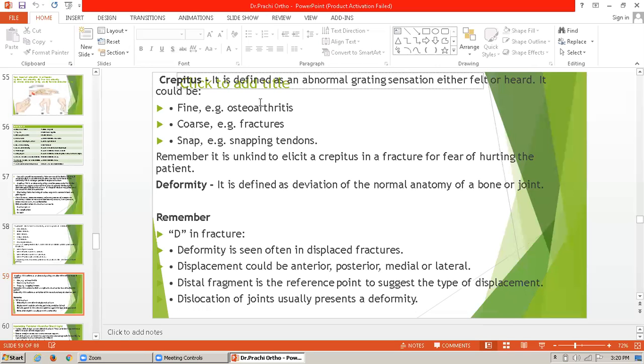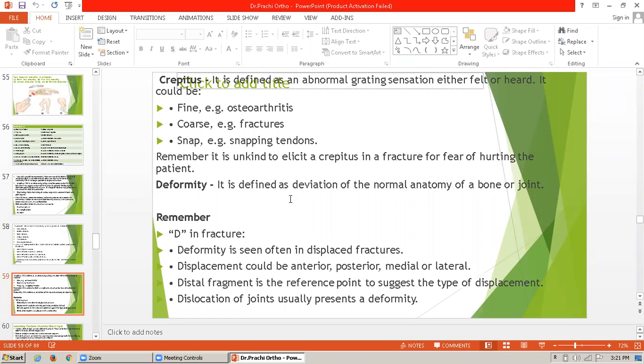Then, crepitus is defined as an abnormal grating sensation, either felt or heard, that could be fine in osteoarthritis, that is OA, coarse when there is a fracture, and snap when there is a snapping tendon. So, fine crepitus is seen in OA, coarse crepitus is seen in fractures, and snap crepitus is seen in a snapping tendon. Remember, it is unkind to elicit crepitus in a fracture for fear of hurting the patient.